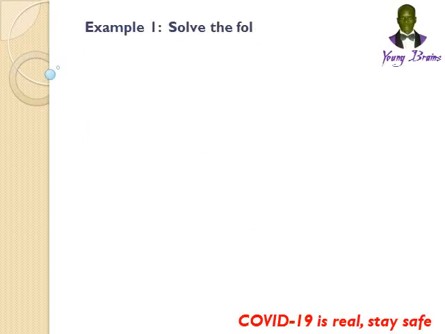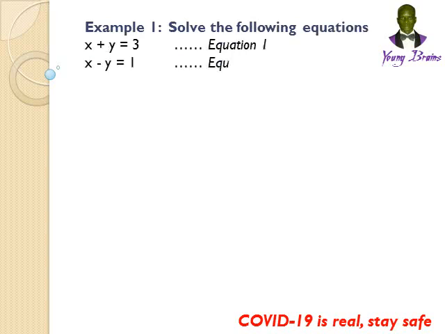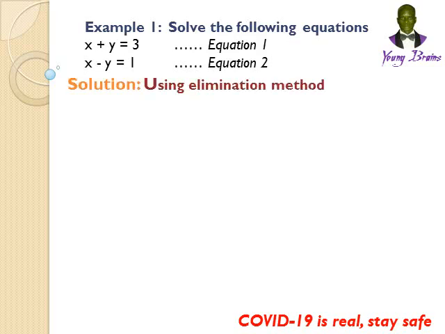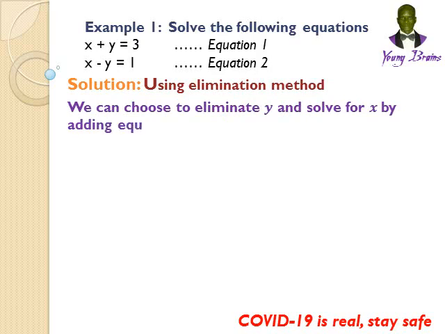Example 1. Solve the following equations. x plus y equals 3, equation 1. x minus y equals 1, equation 2. In this case, we make use of the elimination method. And if we want to eliminate any term, we want to make sure that the term in both equation 1 and 2 have the same coefficient.